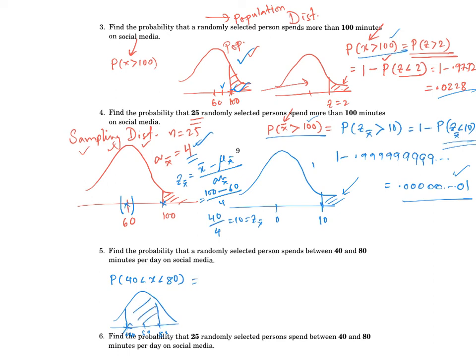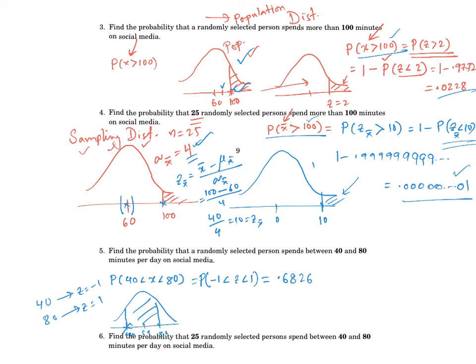And you can convert 40 to a z value, which is z equal to -1, and 80 converts to a z value of 1. So the probability of -1 less than z less than 1, which is just going one standard deviation to the left and one standard deviation to the right, is the empirical rule, right? Remember 68%, or we know it more precisely, it's 68.26. That's what the value is.